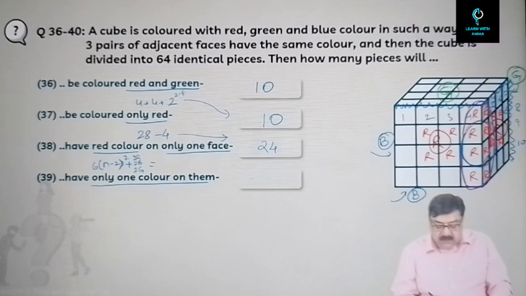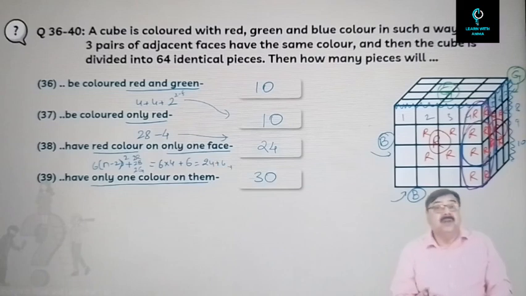So the value of n here is 4. So 4 minus 2 is 2. 2 square is 4. So 6 into 4 plus 6. That is 24 plus 6, which happens to be 30. So there are going to be 30 pieces which have only one color on them.